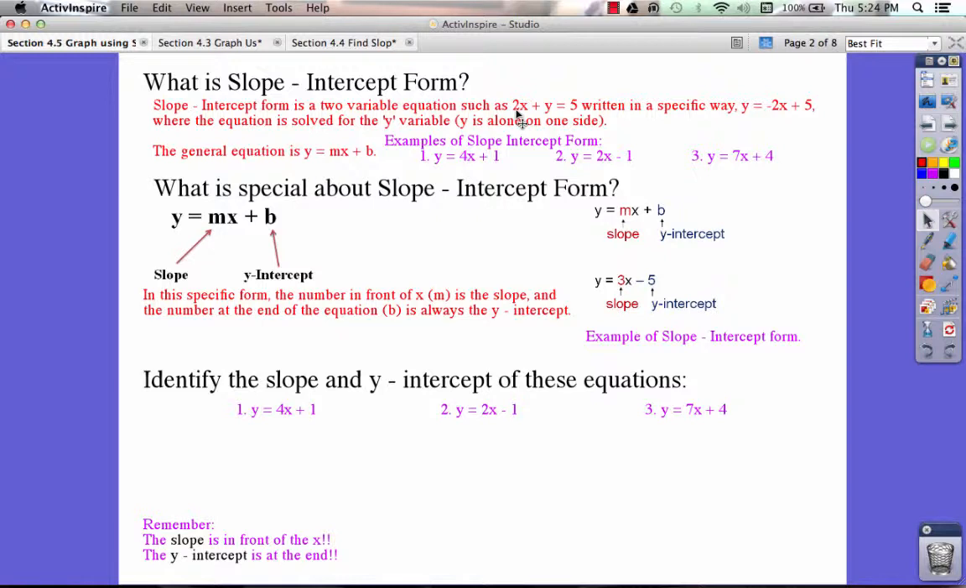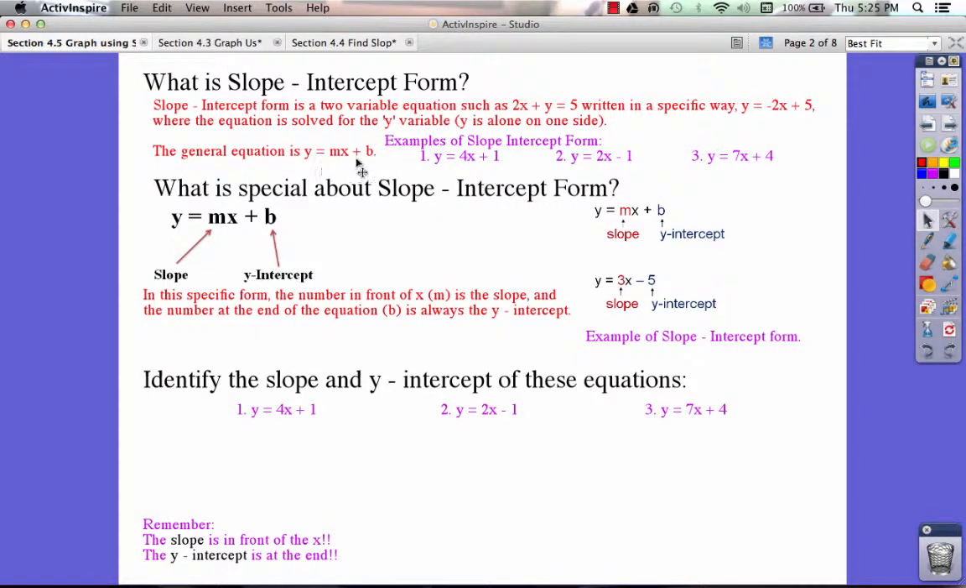The only difference between this equation and this equation is in what we call slope-intercept form. So slope-intercept form is just when you have y alone on one side. Some examples of slope-intercept form are y equals 4x plus 1, y equals 2x minus 1, y equals 7x plus 4. Those are all in slope-intercept form because y is alone on its own side.